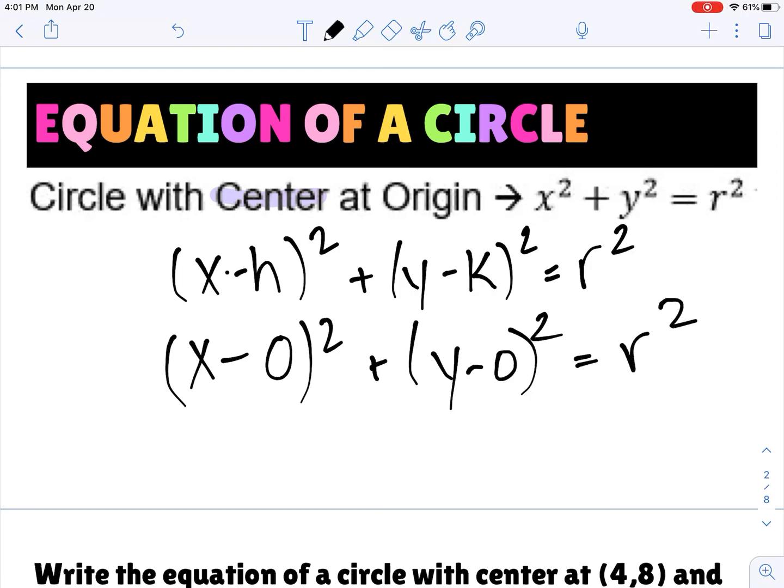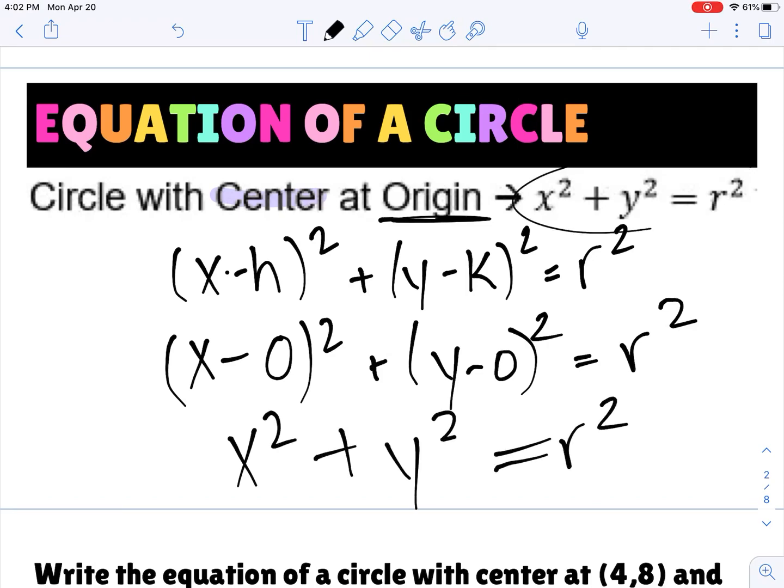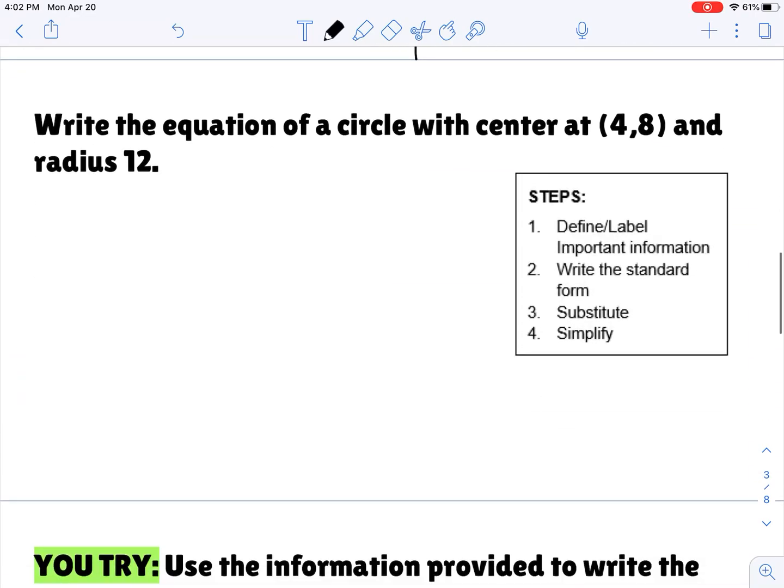whatever the radius may be. Okay, we're not going to substitute in for that because I'm only talking about if the center is at the origin. But x minus 0 is just x, and y minus 0 is just y. So when we simplify this, we get this right here. So let's look at our first example.